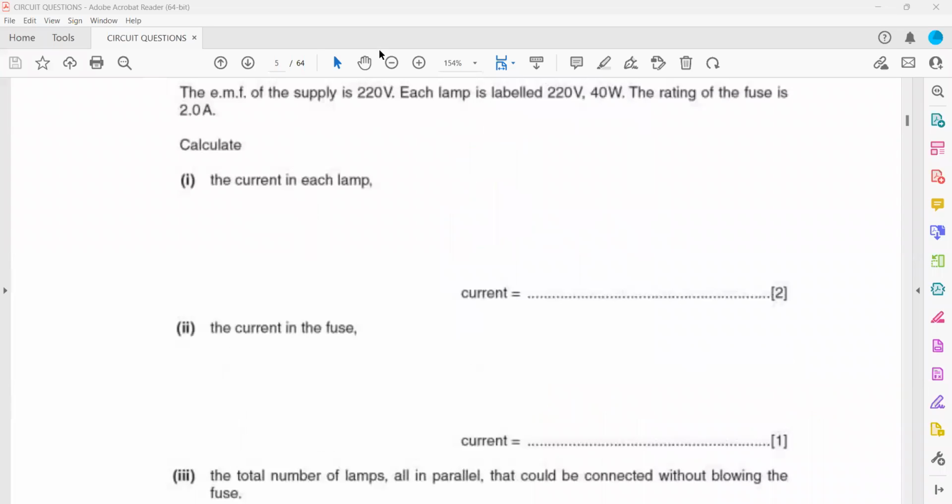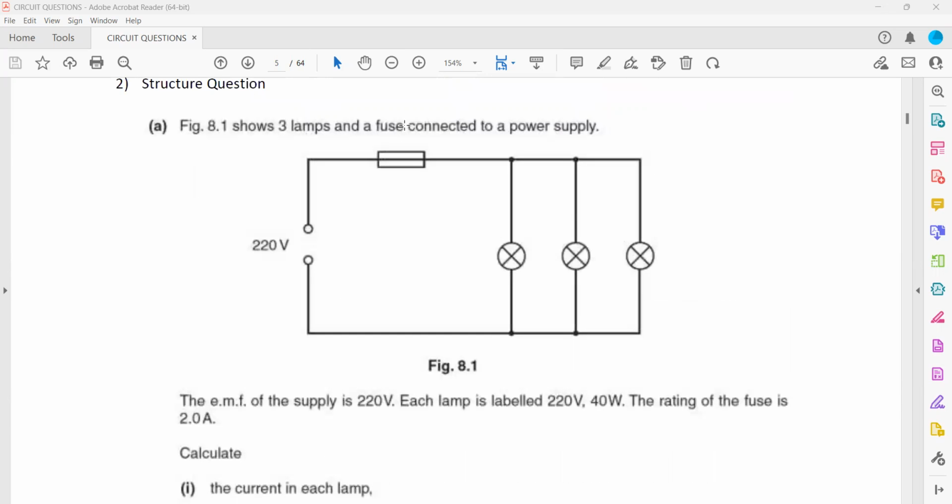So the first part, the current in each lamp is 0.18 ampere. Whenever you have a case like this, you have to write a formula, and 1 mark is for writing the formula or substituting the values in the formula. Calculate the current in the fuse. How much current will flow through the fuse? There is a current of 0.18 in each of the three lamps. So how much current is passing through the fuse or from the supply?